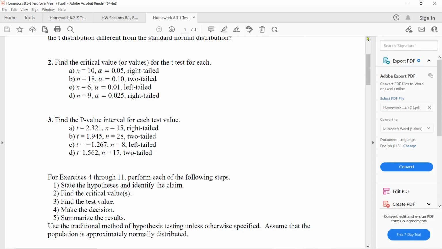N is equal to 6. Alpha is 0.01, left tail.